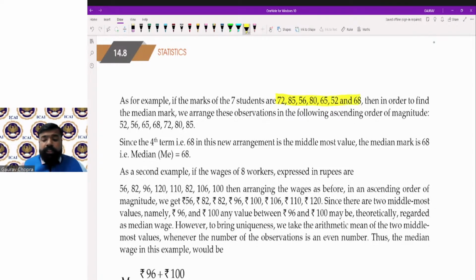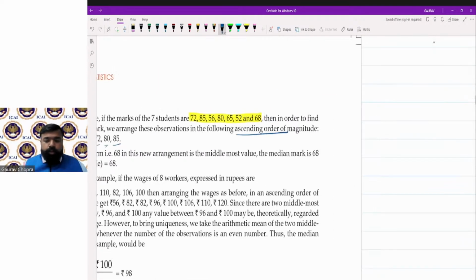This is 72, 85, 56. This data is not arranged. But now we have to arrange the data according to our requirement. So let's arrange them in ascending order. Which is the smallest one? 52, then 56, 65, 68, 72, 80, 85. So we have arranged all this data in ascending order. This is the first step.